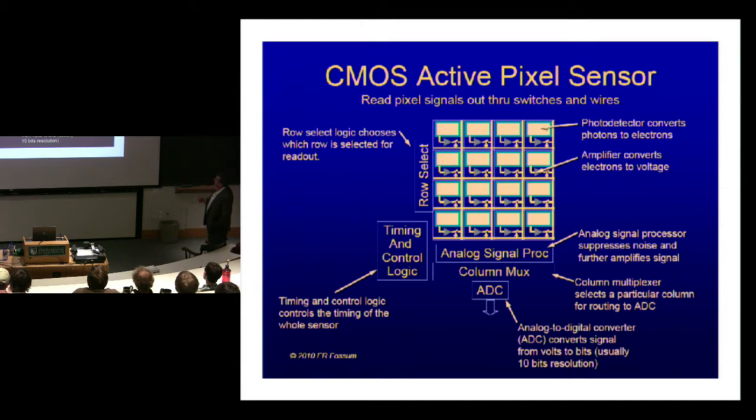And then one at a time, we can pick off each of the signals on these wires and send them to an analog to digital converter for converting them to bits. And then there's also typically timing and control logic integrated on the CMOS chip, and that's kind of the orchestra director for everything that's going on this chip.